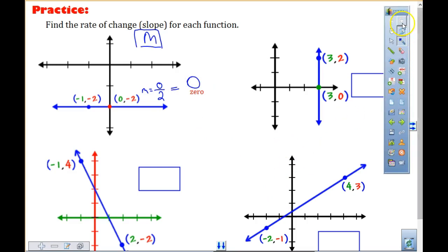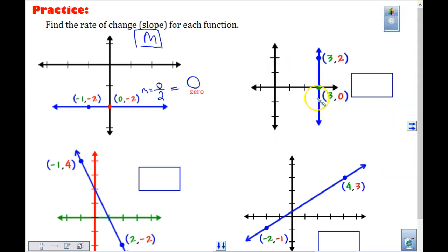If we look at the next one over here, my slope, m, is equal to... Our rise is how much? How far did we go up from 0 to 2? So we went up 2, right? But we went left and right 0. So the rise was 2, right? So always thinking rise over run for our slope, okay? And so in this case, we should have undefined.